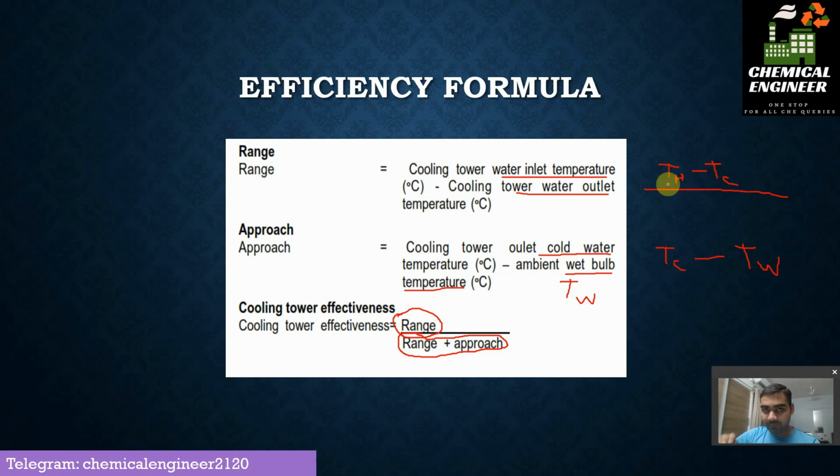Now, within current examples of refineries or different places, what is a general cooling tower effectiveness? It comes around 50 to 60% or less than that. If your cooling tower is working at 50 to 60% effectiveness, then you can call it a good working cooling tower. If it is below 50%, then you should work on cleaning and other things that we will discuss in upcoming videos.